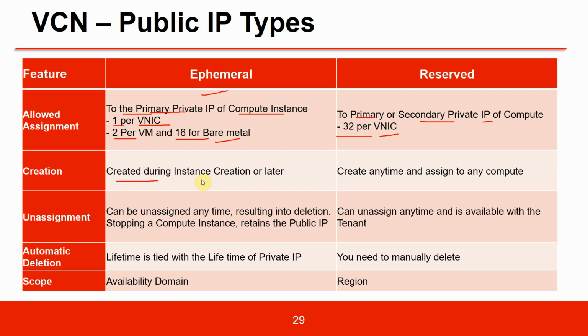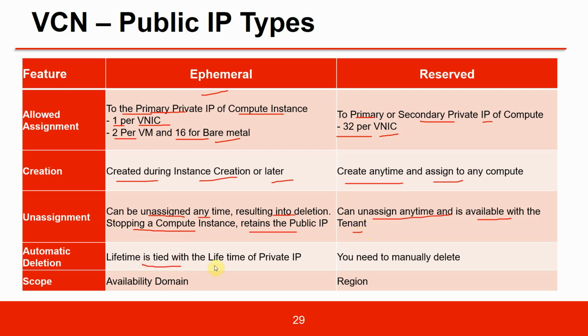Creation: ephemeral IPs are created during instance creation or later on. Reserved IPs can be created anytime and assigned to any compute. Unassignment: ephemeral can be unassigned anytime, resulting in deletion, stopping the compute instance and retaining the public IP however. Reserved can be unassigned anytime and remains available with the tenant.